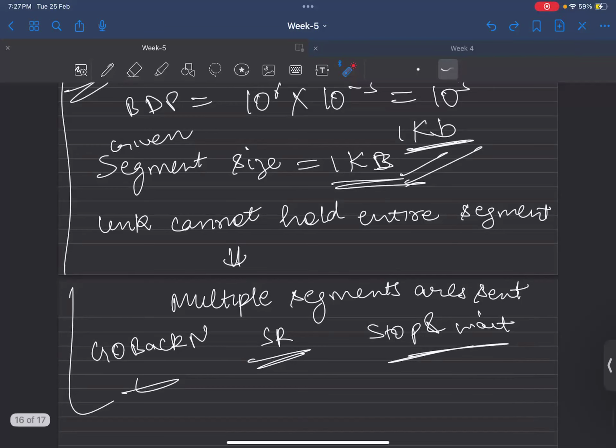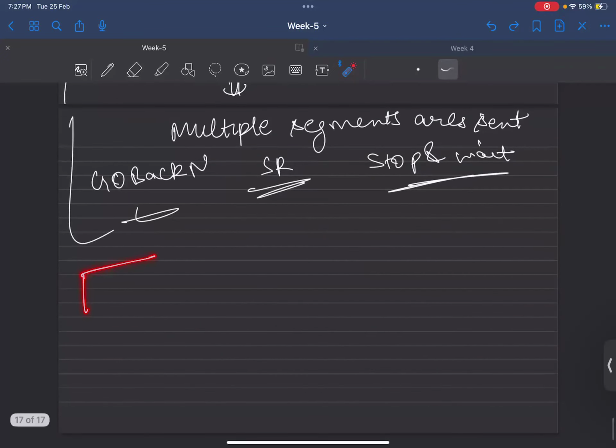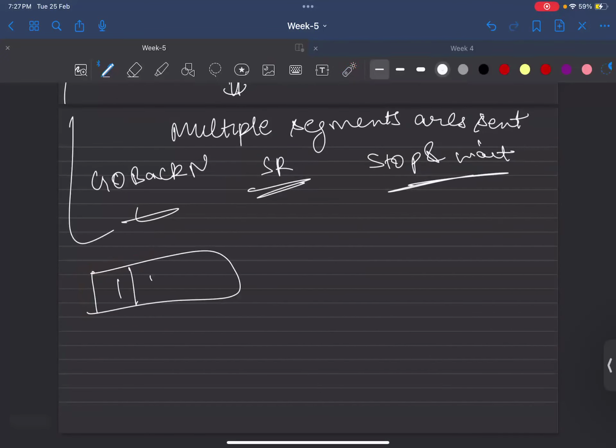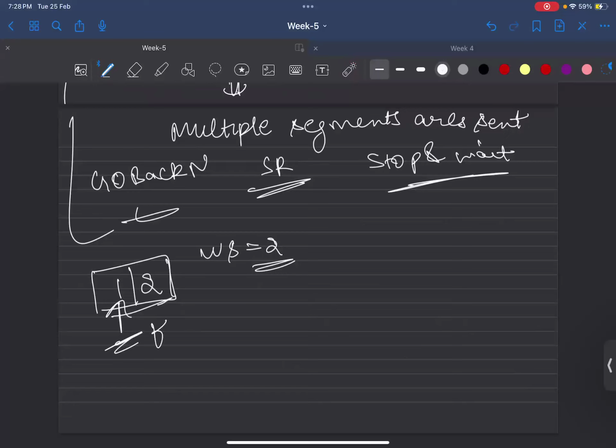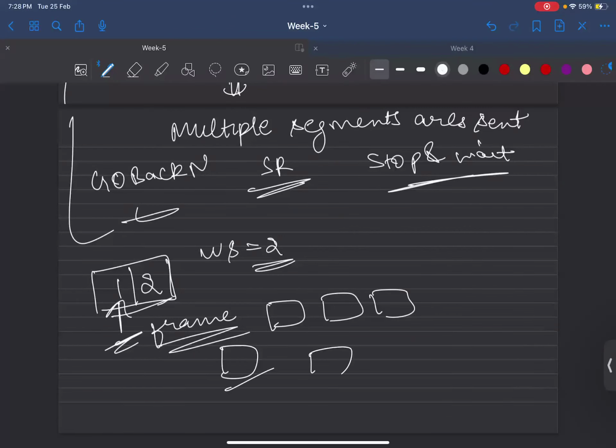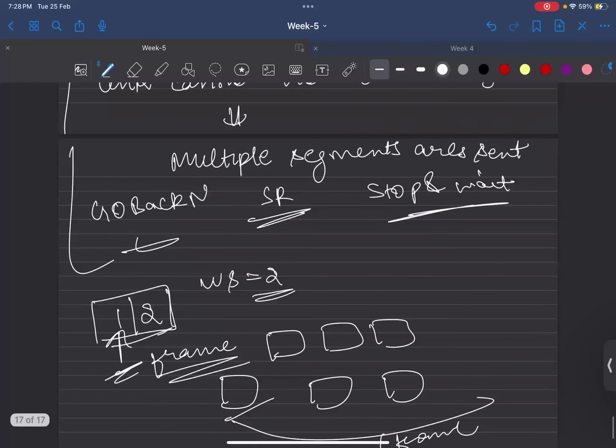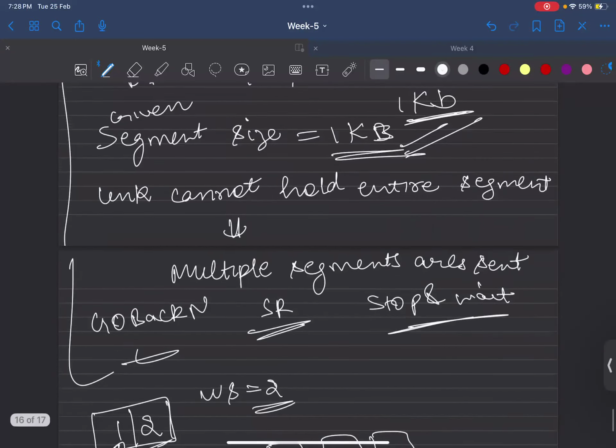Like what we were doing in go back N or SR protocol, we were making a window of 1, 2, 3, 4, or suppose a window of size two only. That also I can't do, because the first segment itself is being retransmitted in multiple goes. I'll transmit first, then second. These are all one frame, because my segment size is much larger than the capacity itself.